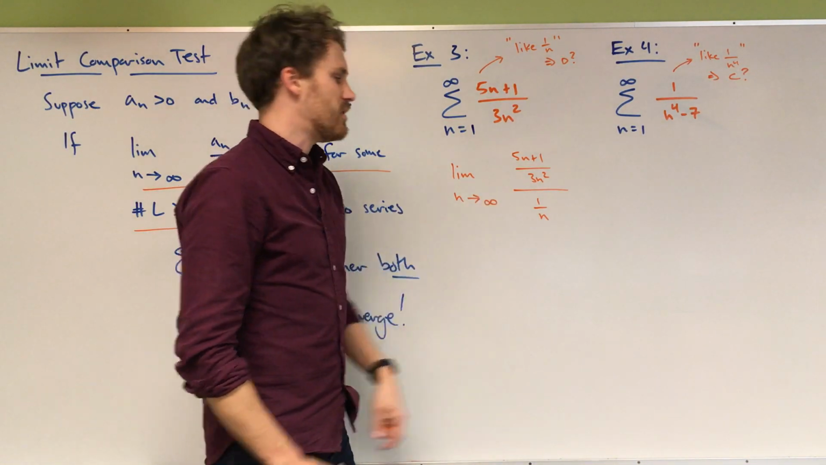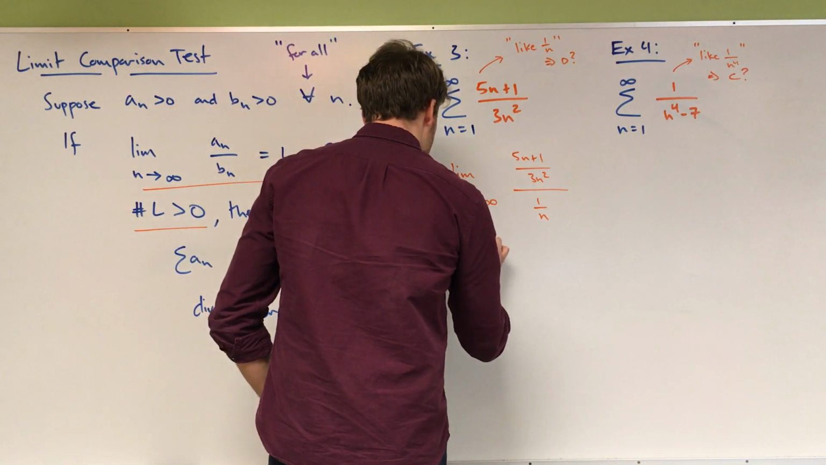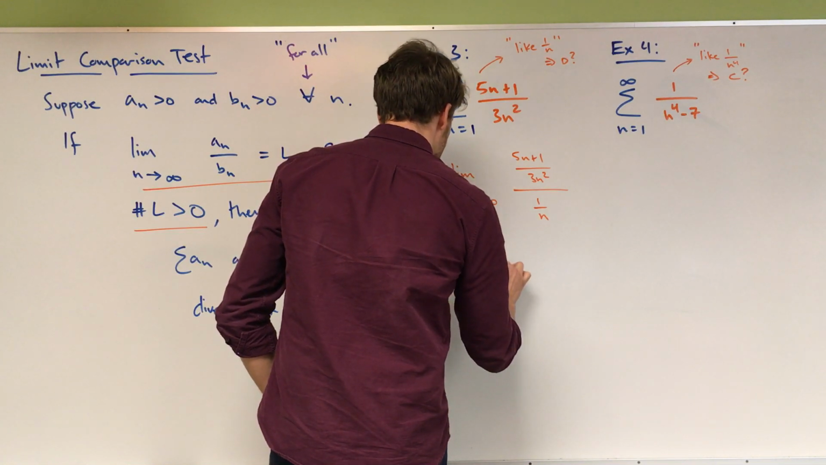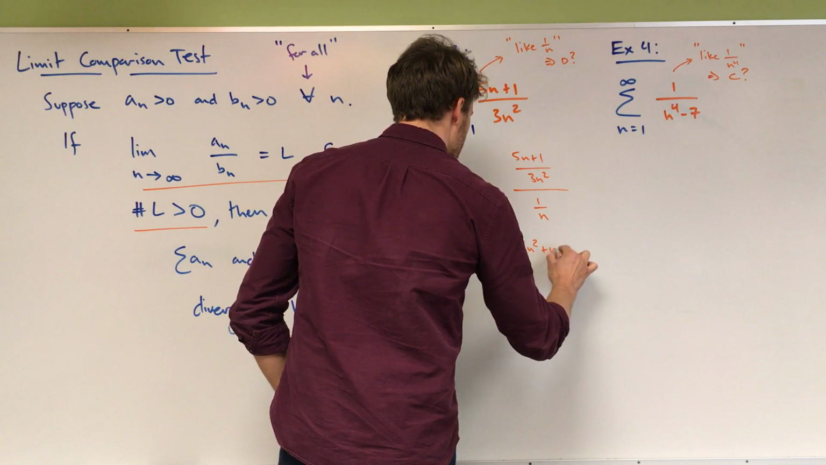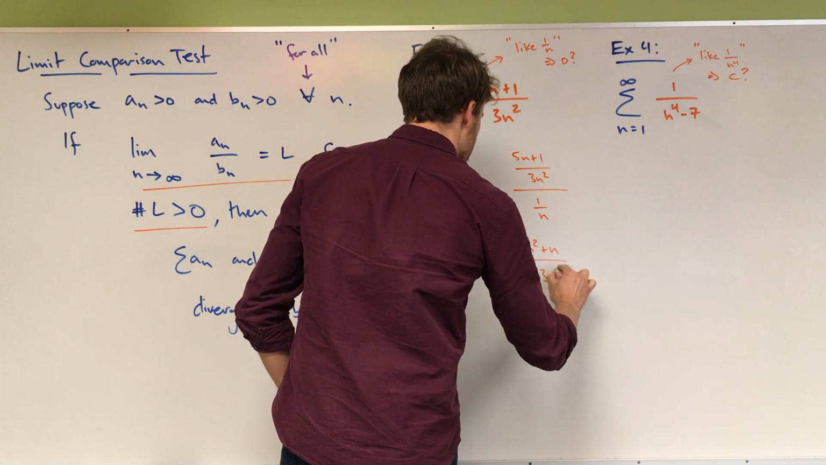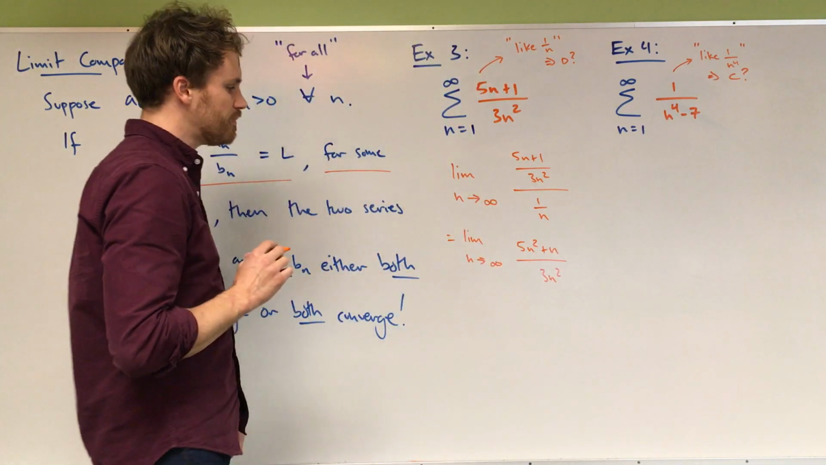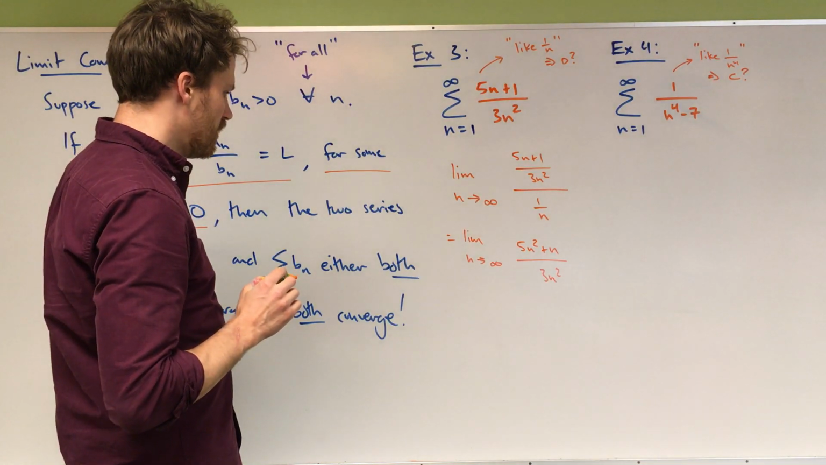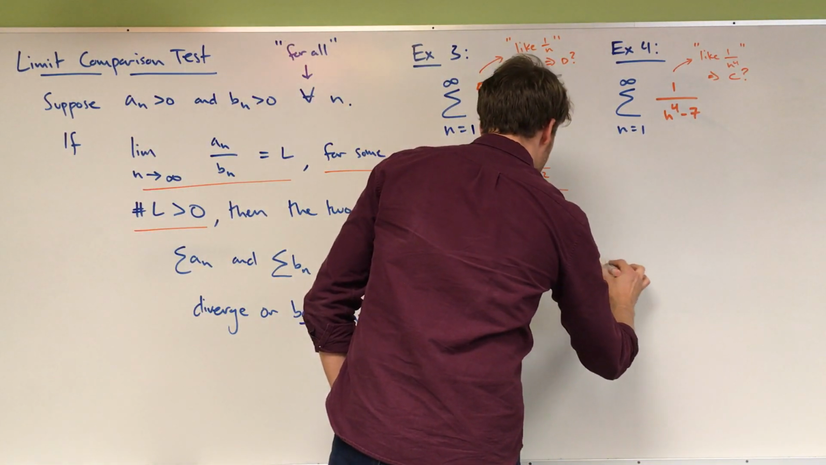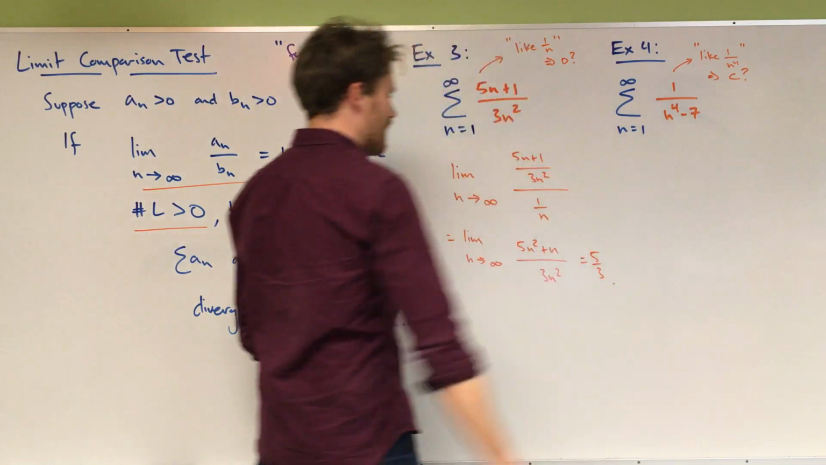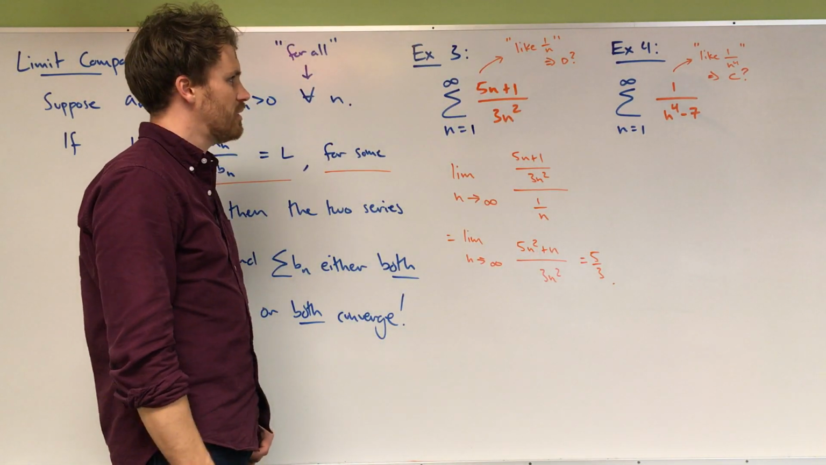Okay, multiplication by reciprocal becomes really important. And you get the limit as n approaches infinity of 5n squared plus n divided by 3n squared. I just multiply by reciprocal. And that is same degree over same degree. So that equals 5/3. That limit equals 5/3.